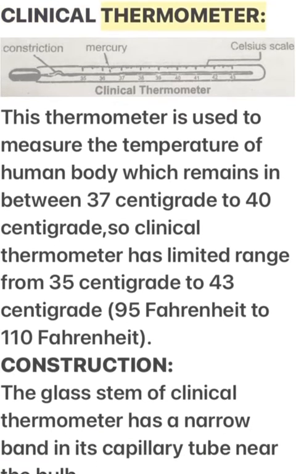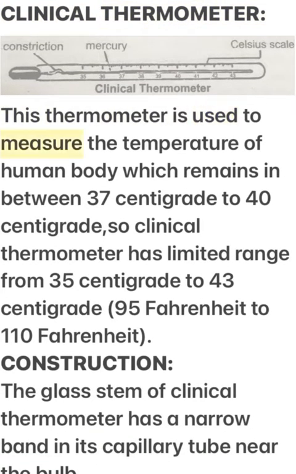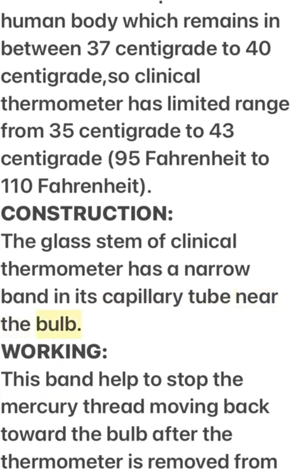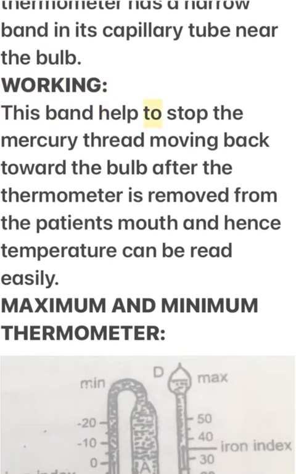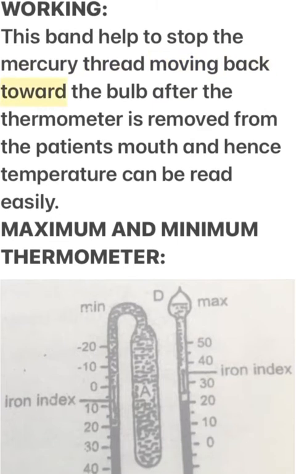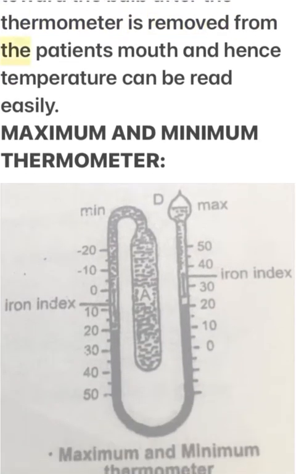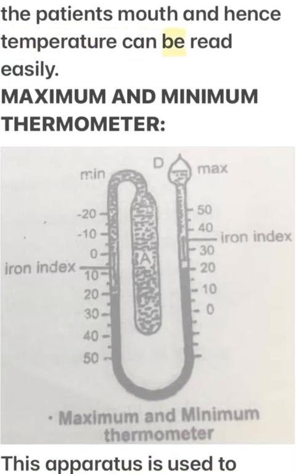Clinical thermometer. This thermometer is used to measure the temperature of the human body, which remains between 37 centigrade to 40 centigrade. So the clinical thermometer has a limited range from 35 centigrade to 43 centigrade, 95 Fahrenheit to 110 Fahrenheit. Construction: the glass stem of the clinical thermometer has a narrow band in its capillary tube near the bulb. Working: this band helps to stop the mercury thread moving back toward the bulb after the thermometer is removed from the patient's mouth, and hence the temperature can be read easily.